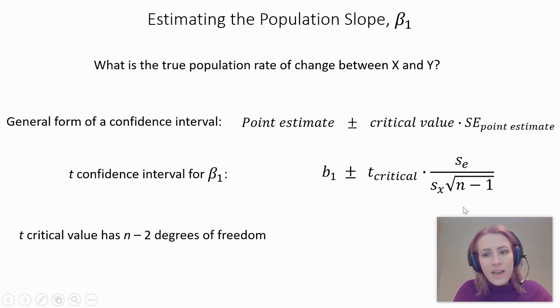And then the standard error of this point estimate has a formula that looks like this. On top, we have the standard deviation of the errors. And on the bottom, the standard deviation of the x values times the square root of n minus 1. So this T critical value, remember T distributions are slightly different widths depending on their degrees of freedom. And in linear regression, the degrees of freedom are going to be n minus 2.